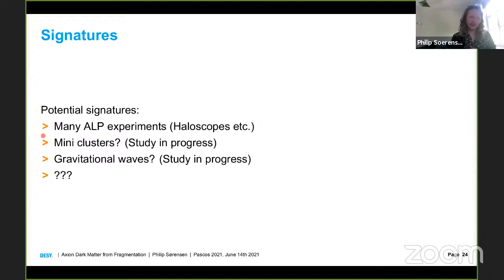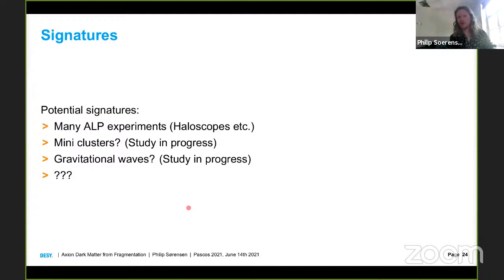Another possible signature is the production of gravitational waves. It's not just in the way that Pion talked about in the previous lecture, but you could really have direct production of gravitational waves from parametric resonance. This is well known in the context of inflation, and it can also happen during fragmentation. This we'll also study in future work. Probably it will not be part of the first paper on this topic, but it's a possible signature that we might see in the future.